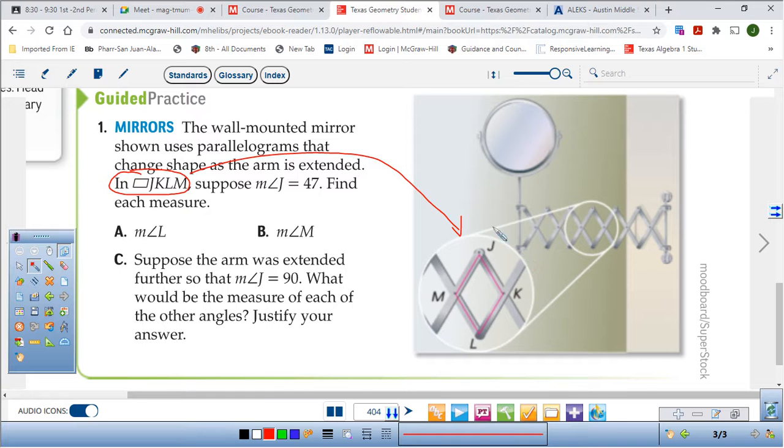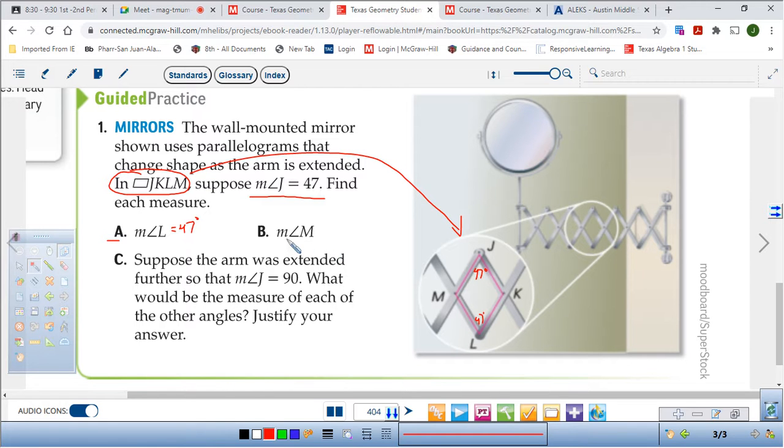Well, what you're going to say, knowing that angle J right here is 47, let's go out here for number one. Let's find A. Where's A? A is asking for find the measurement of angle L. Okay, so J and L, opposite of each other, is 47. Not too bad.